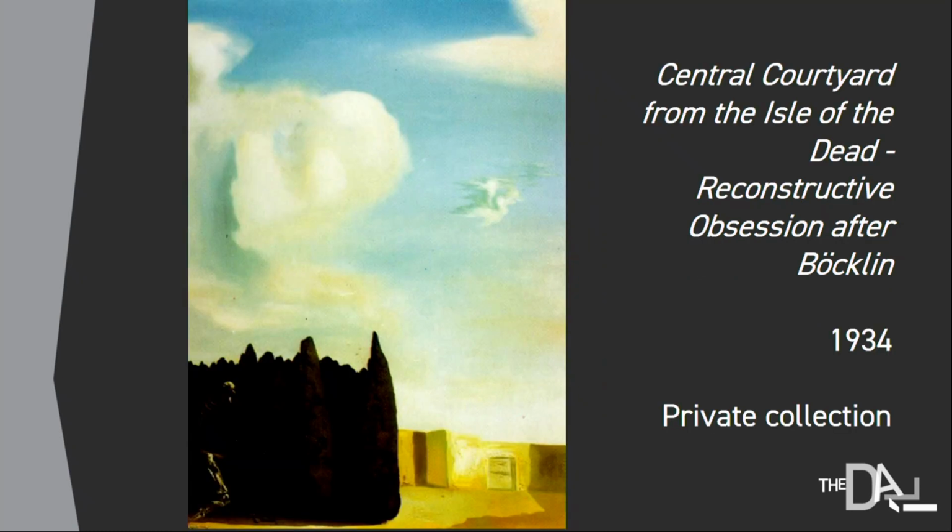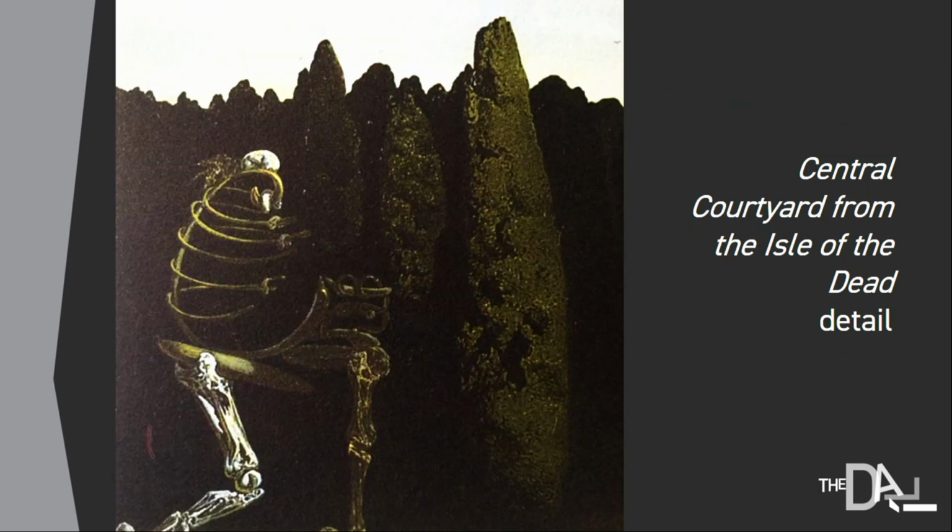And then we go to the other one, the companion, Central Courtyard from the Isle of the Dead, reconstructed obsession after Boclean. And this one's a little bit harder to see, but the detail clearly has one of these kind of skeletal creatures made up of different parts, has a few beans up here on the top, bean hanging here, bits of raw meat, and then what appears to be a different kind of skeletal leg supporting the structure. So very sinister, very creepy, and totally delivering on the idea of the macabre and spookiness.